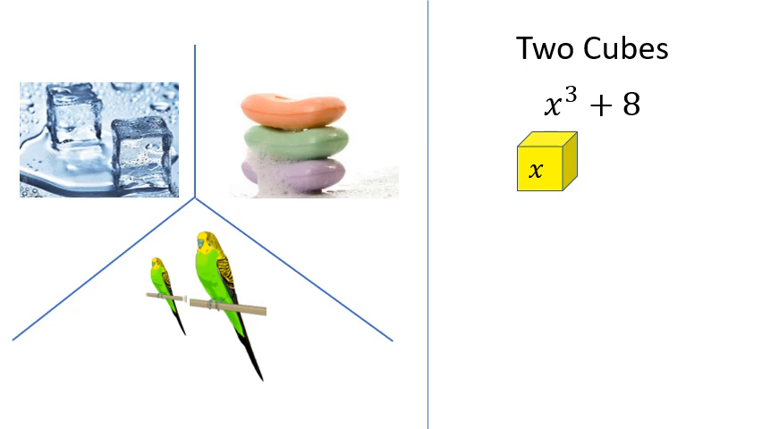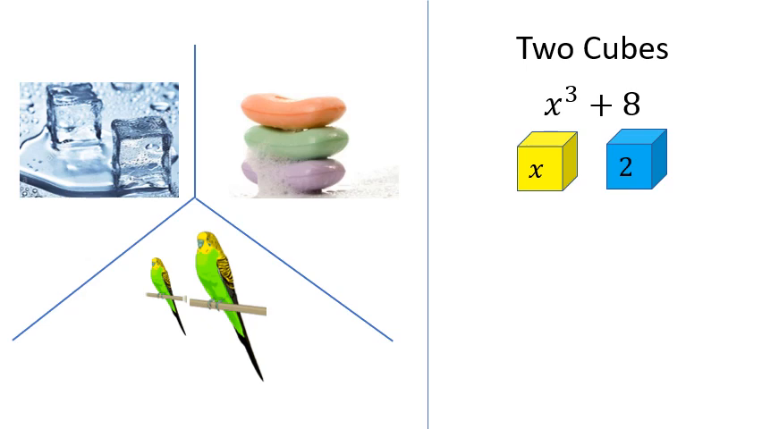We can ask the same question about the number 8. What can I multiply by itself 3 times or cube to get 8? Well, that's 2. 2 times 2 times 2 is what's going to equal 8. And those are our building blocks of our two cubes, but they're also going to be our building blocks for our factors.